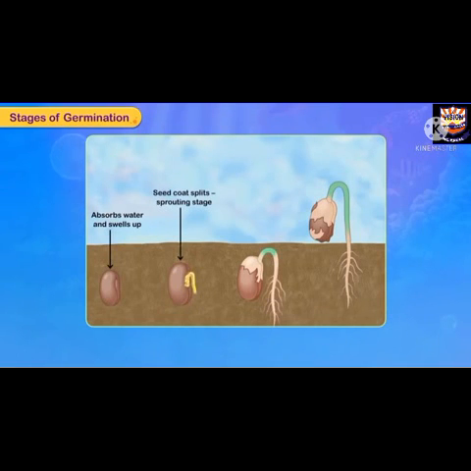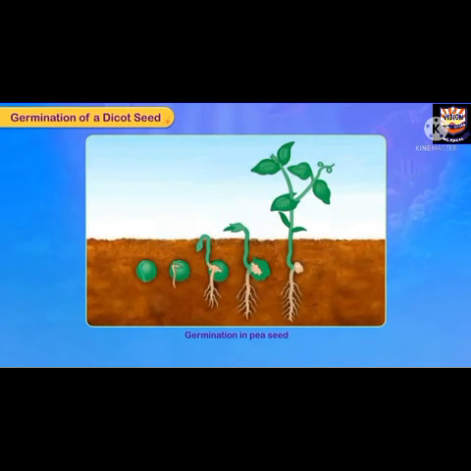Seed coat splits, the sprouting stage. In this stage, the root continues to grow. The root begins to take in more water from the soil. The new growth of root anchors the seed. The young shoot grows upwards through the soil. It develops leaves so the seedling can make its own food by photosynthesis.